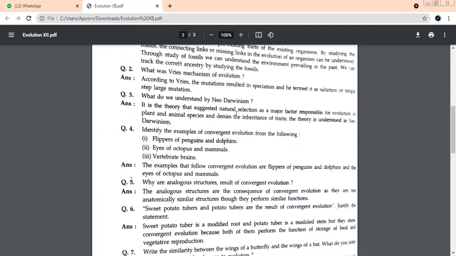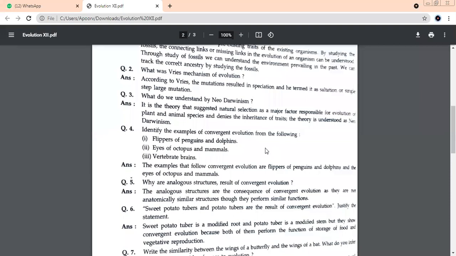What do we understand by neo-Darwinism? Theory that suggested natural selection as a major factor for evolution in the plant and animal species. Denies the inheritance of traits. Okay, it does not believe in inheritance of traits. It just believes that there's what? Only natural selection which leads to evolution. Neo-Darwinism.